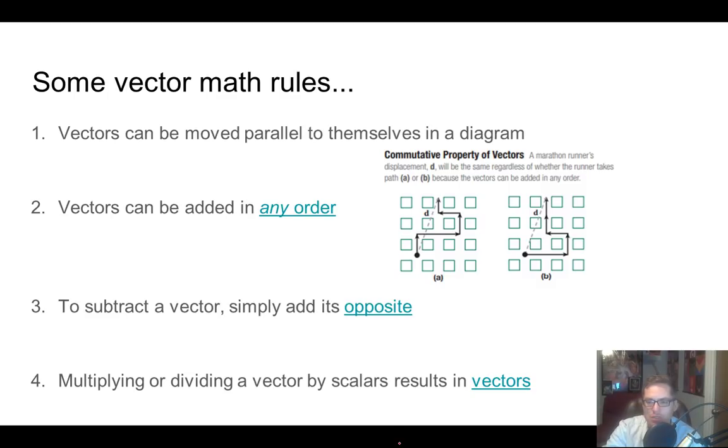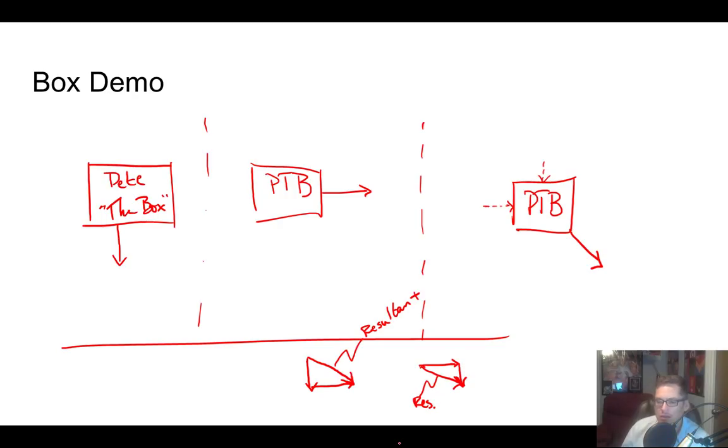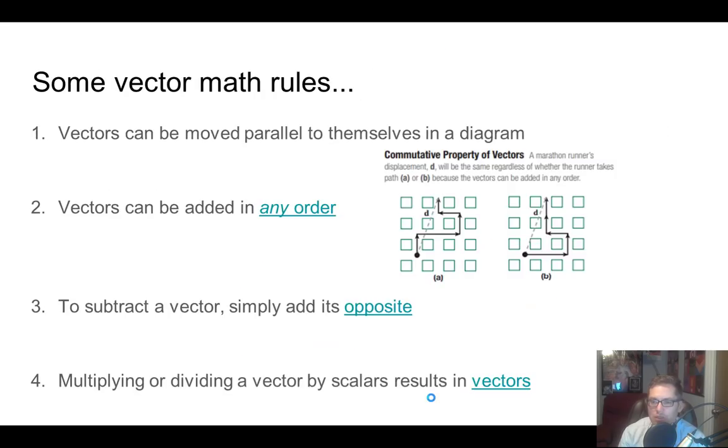Now remember when we did the box diagram way over here, down here at the bottom, we did it both times. One time we went down first and then over, and we got that resultant. And the other time when we went over first and then down, notice we got the exact same resultant. If for some reason we need to subtract a vector, we add its opposite. And by opposite, we mean the negative.